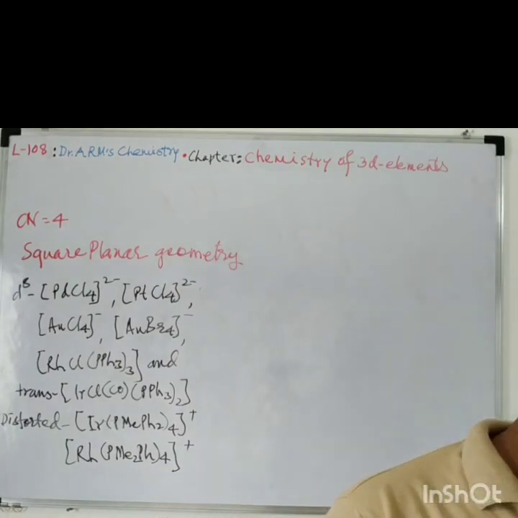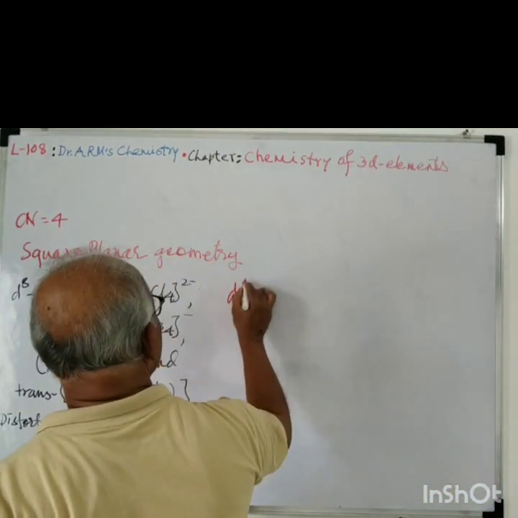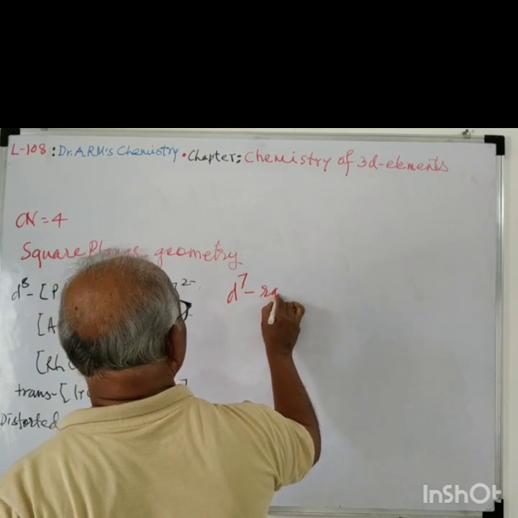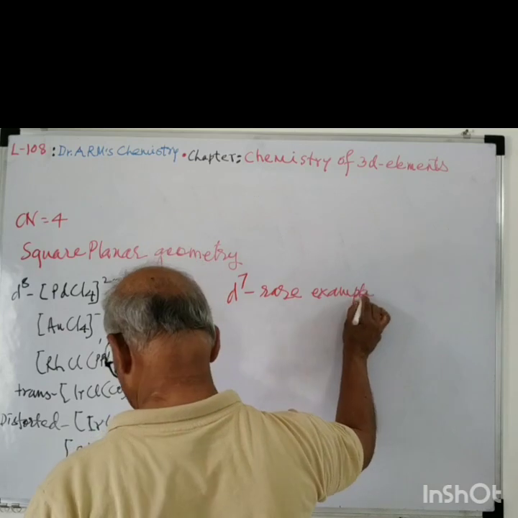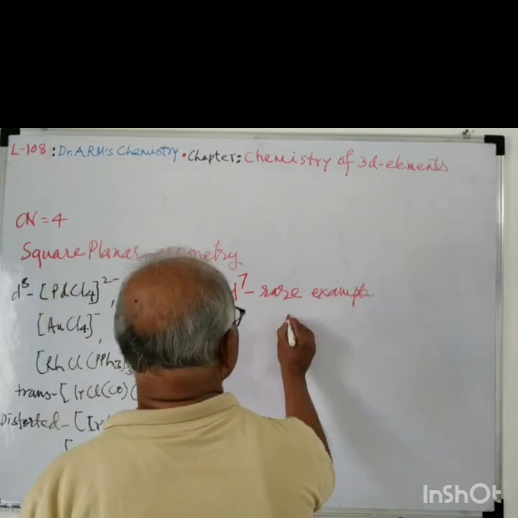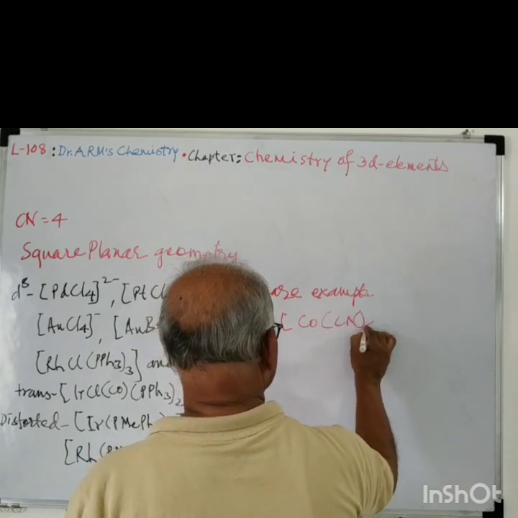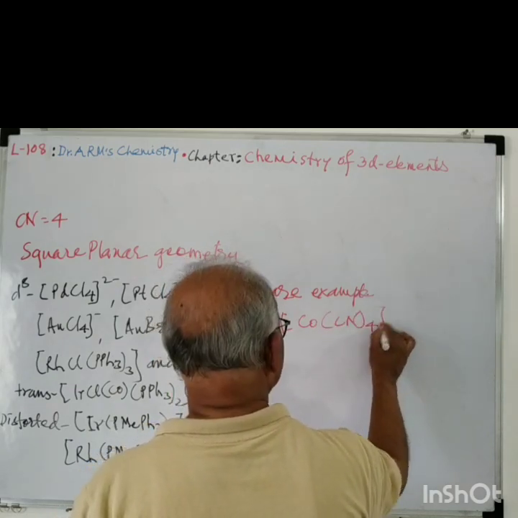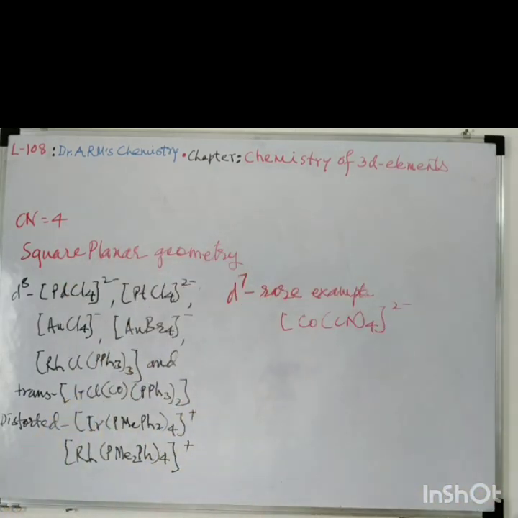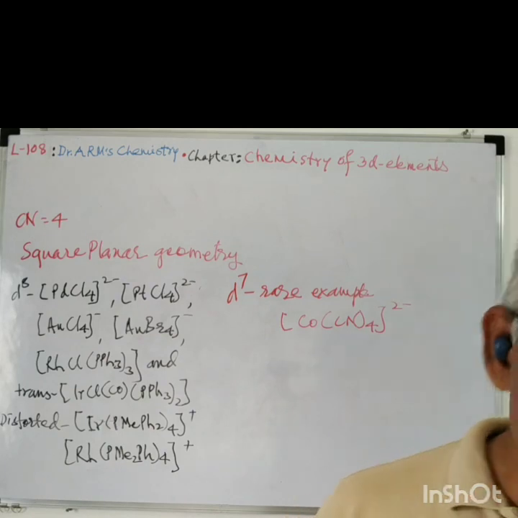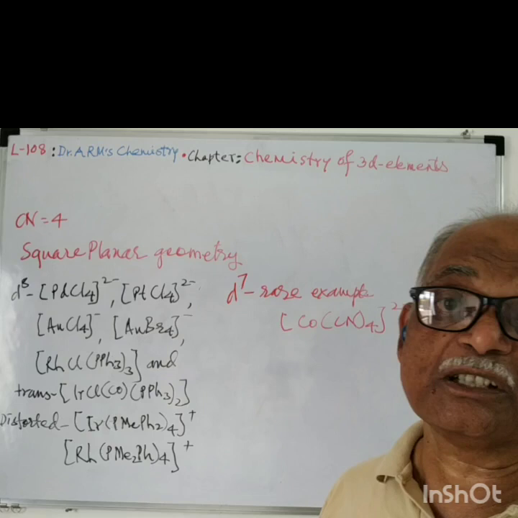And a rare example of d7 configuration is Co(CN)4 2 minus. This is a rare example of the square planar complex. So this is about coordination number 4.